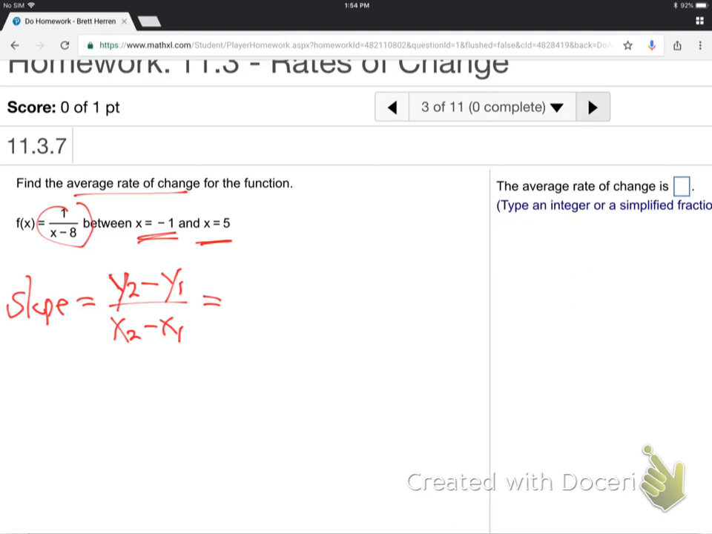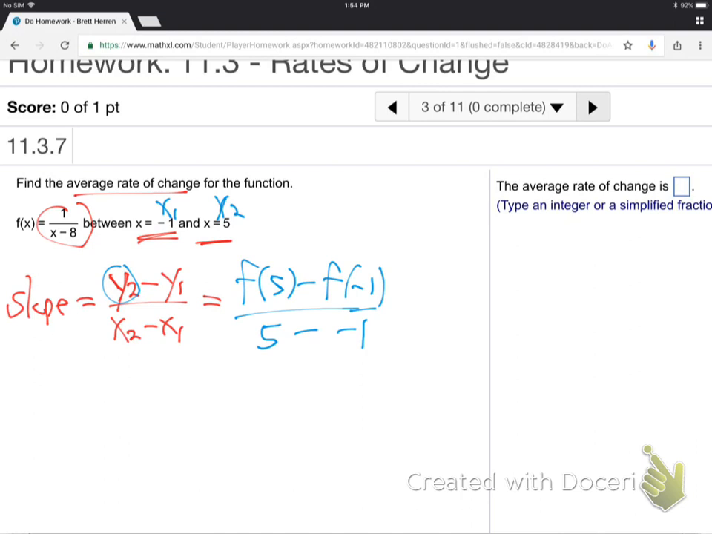And instead of y2 and y1, what do we put there? How do you find y2? f of, and this is the x1, x2 up here. So it'd be f of 5 minus f of negative 1 over 5 minus negative 1. Correct? So it's the difference of f values, because those are y values, over the difference of x values. See what I did there? So now you have to calculate that.